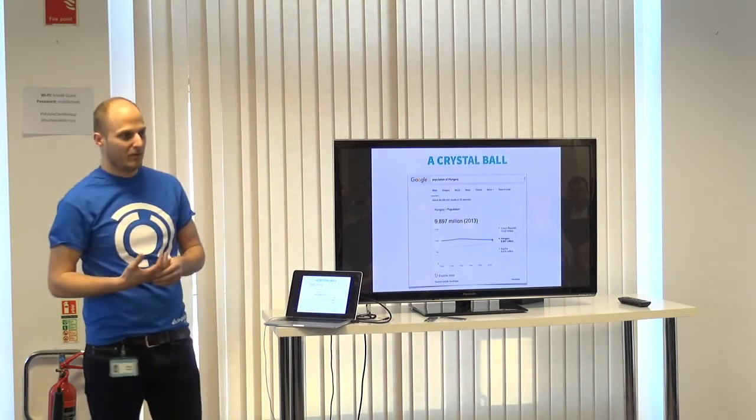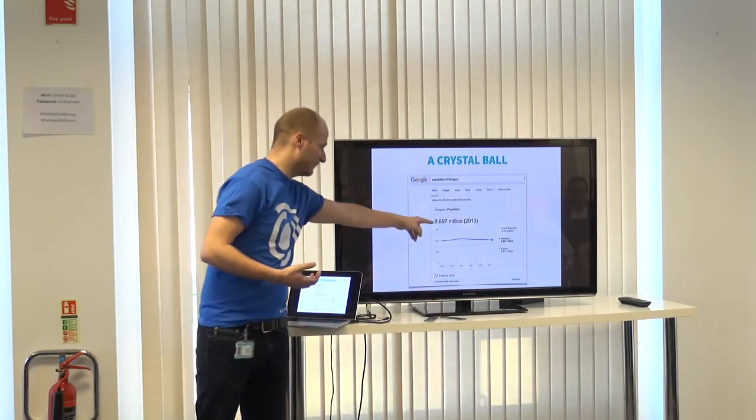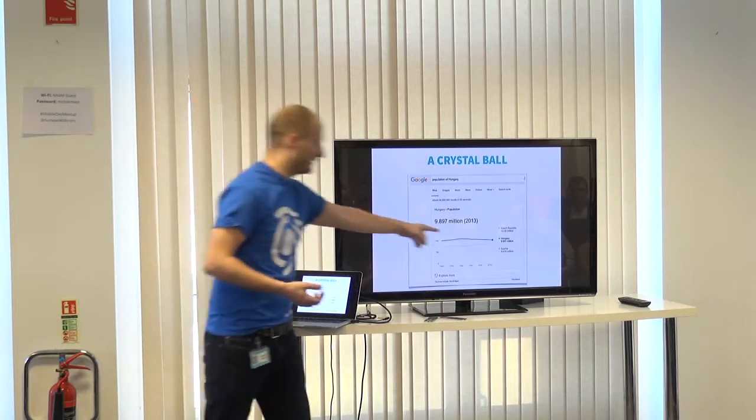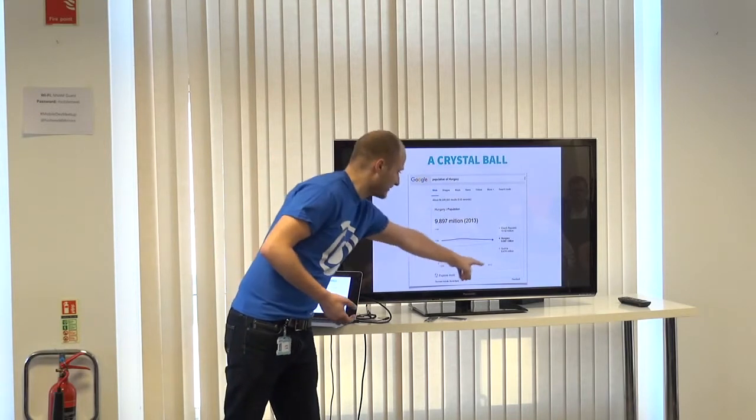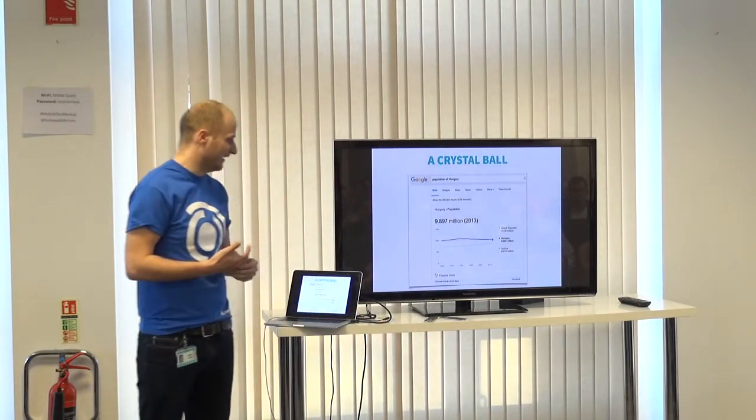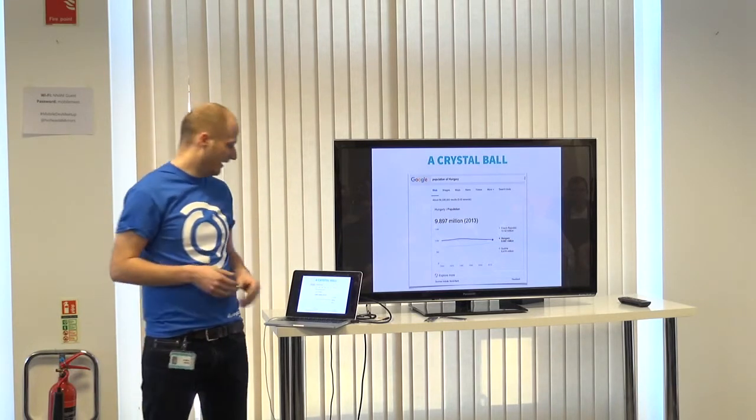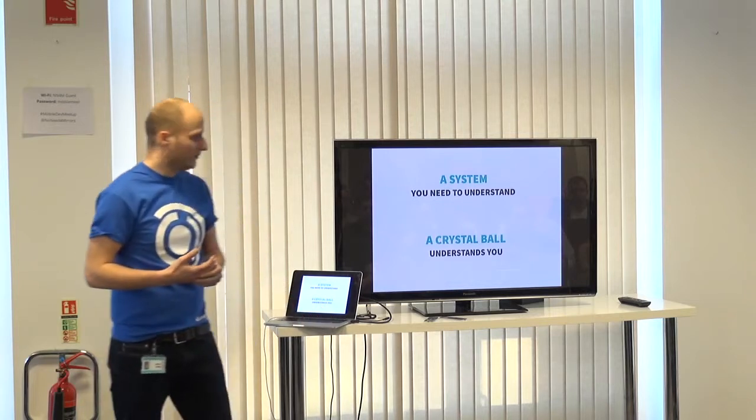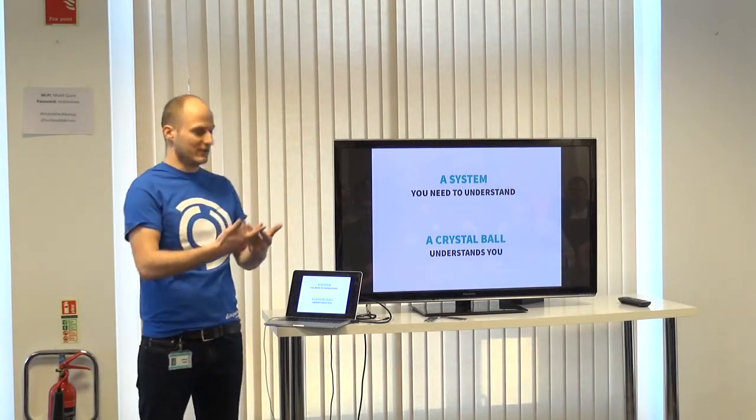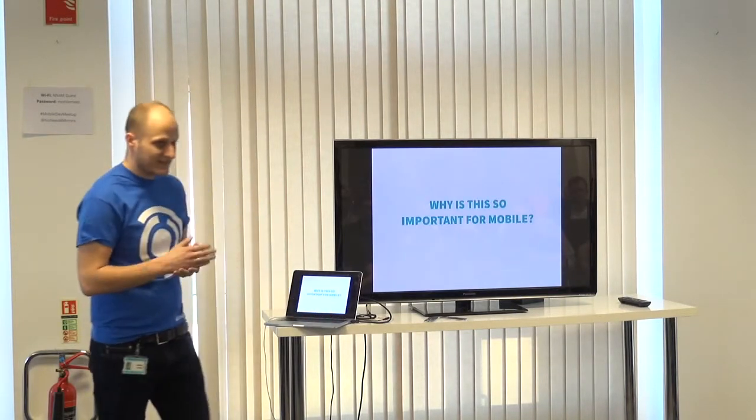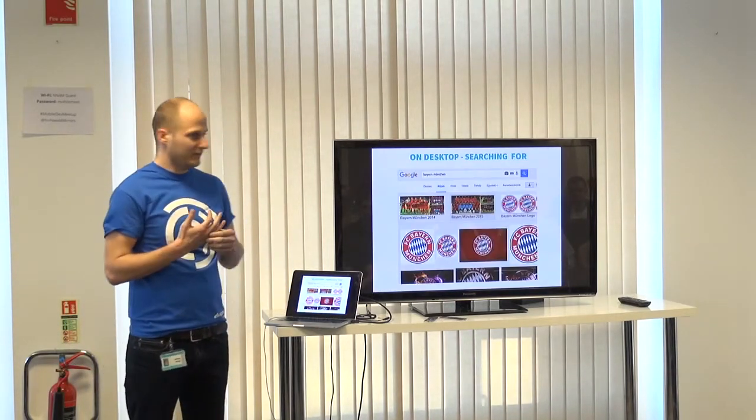If you think about the crystal ball, Google, if you enter population of Hungary, it answers you that it's 9.8 million. It also answers you how that compares to the Czech Republic and Austria. And you can also see how it has changed and is decreasing continuously. So you don't need to think about it, you just need to have the question, and that crystal ball will answer what you expected. With the system, you need to understand the system, while the crystal ball understands you. And why is this really important for mobile? Because mobile is just about you.